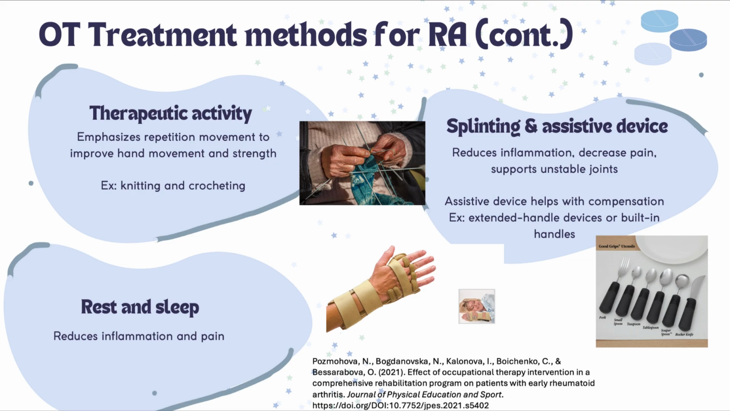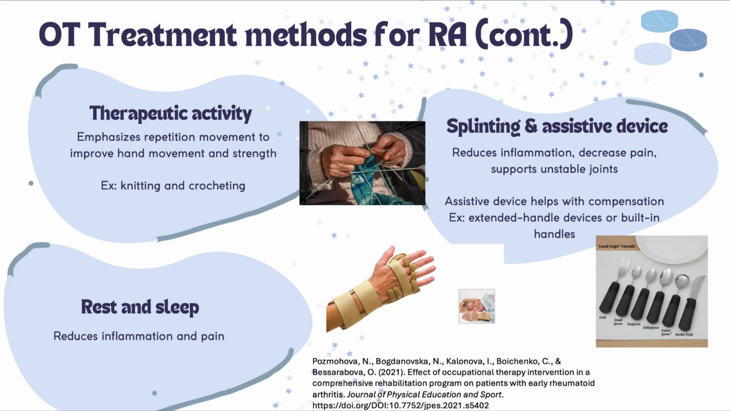An example would be an occupational therapist giving a patient extended handle devices such as a reacher, bath sponge, shoehorn, and dressing stick. Also, they could provide them with built-up handles to compensate for limited hand function, such as built-up handles for toothbrush, hairbrush, eating utensils, and writing implements.